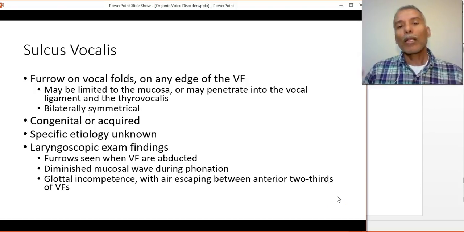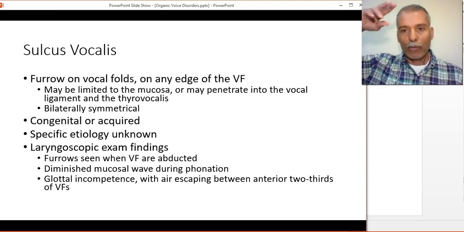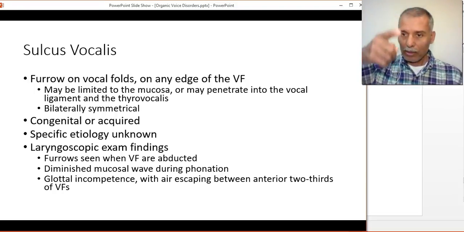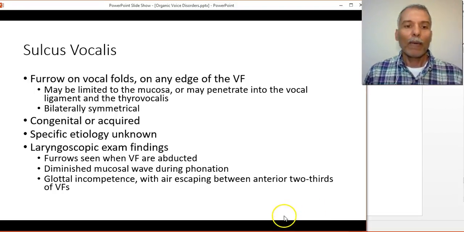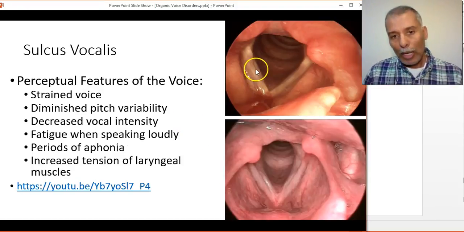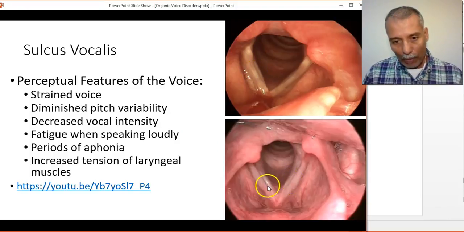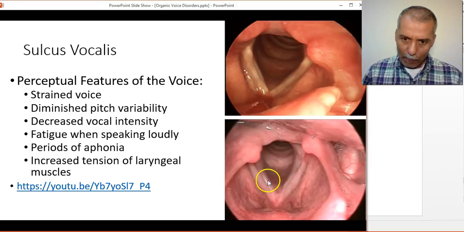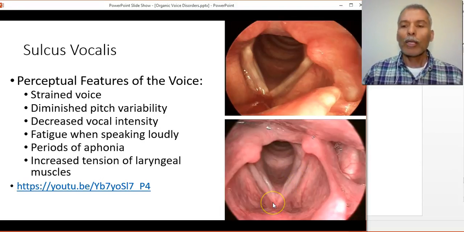Sulcus vocalis. Remember, the brain has gyri and sulci, and the sulcus is a deeper valley. So it is basically a furrow along the vocal fold, and you could see it here, for example. See, there's one area here, and there's one, and then between them there's a furrow. There's one here and one here.